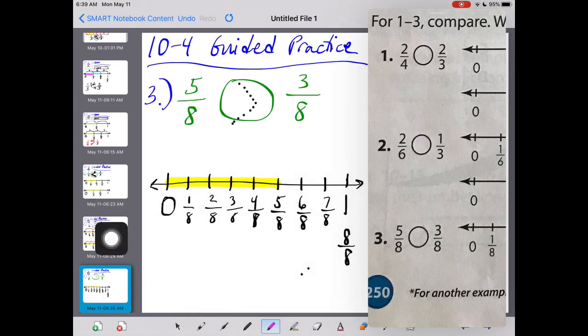The other one is 3/8. Now, since they have the same size, the eighths, I don't need to draw another number line. I can just use the same one, right? And so 3/8. So I'm going to go 1, 2, 3. And look at that. We are absolutely correct. 5/8 is greater than 3/8.